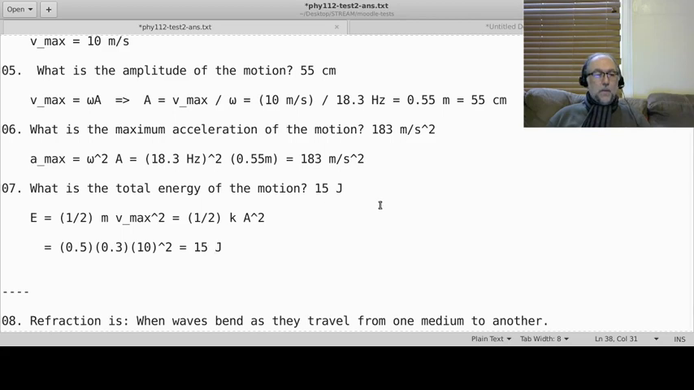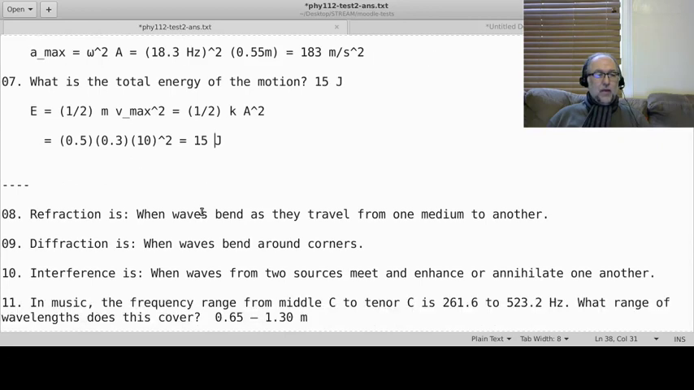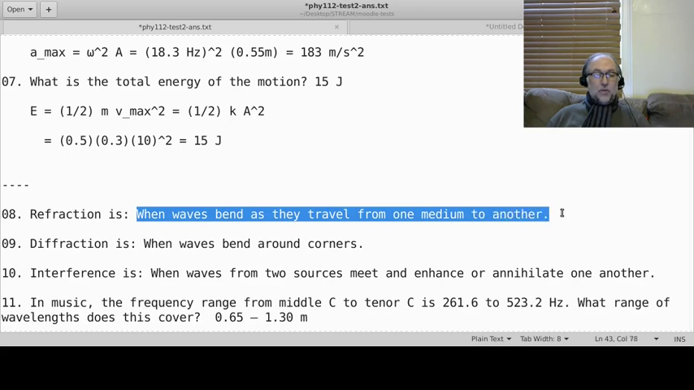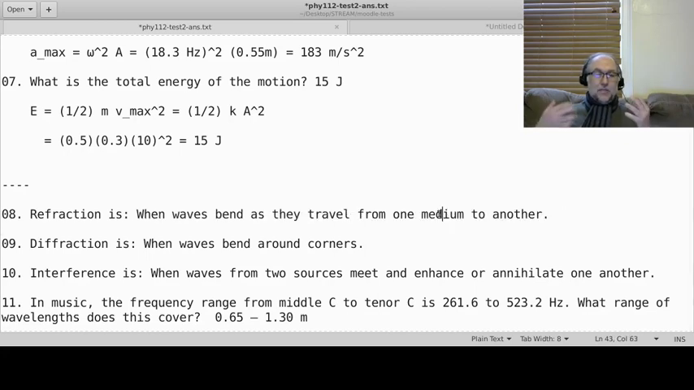The next set of questions were about waves. Okay, and first we had some qualitative questions about waves. And the first one was, what is refraction? Refraction is when waves bend as they travel from one medium to another. Okay, so the classic example is between air and water. So air is a medium and water is another medium. A medium just means a material which is able to sustain a wave. And actually, as the light travels from air to water, its velocity changes, and as a result, the rays have to bend. Okay, and so this is known as refraction.